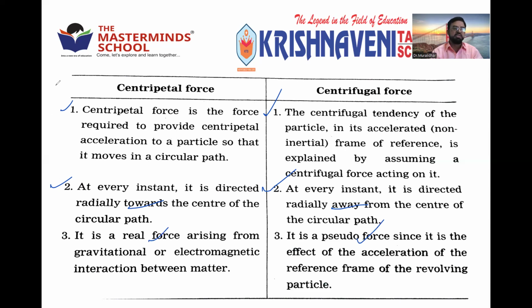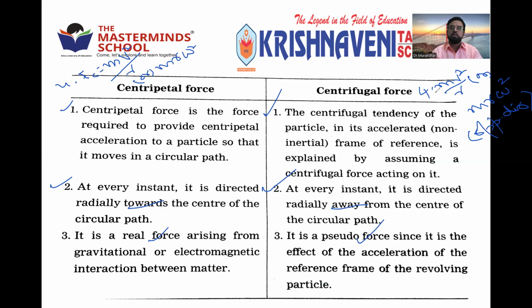Fourth point, you can write the magnitude of force. Centripetal force is given by mv square by r or mr omega square. Same for this also: mv square by r or mr omega square, but in the opposite direction. So you can write a negative also. Opposite direction. See how interesting it is.